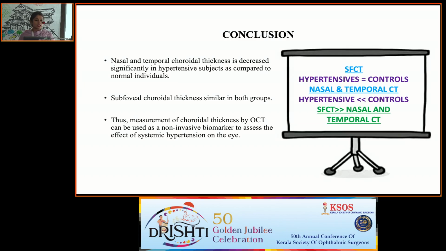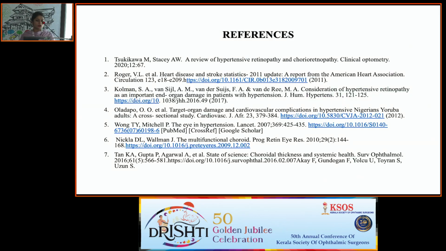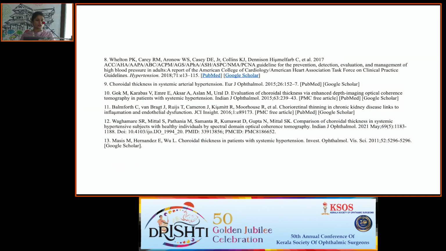We concluded that the subfoveal choroidal thickness is similar in both hypertensives and control group. Then the nasal and the temporal choroidal thickness was significantly reduced in hypertensives, and the subfoveal choroid was thicker than nasal and the temporal choroid. Thus, the measurement of choroidal thickness by OCT can be used as a non-invasive biomarker to assess the effect of systemic hypertension on the eye. These were references. Thank you.